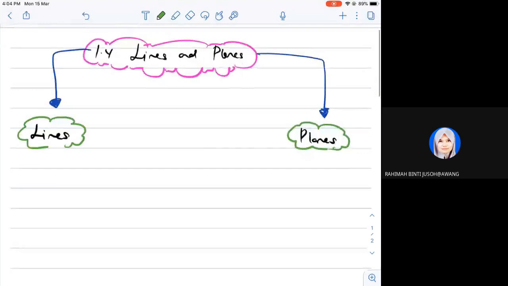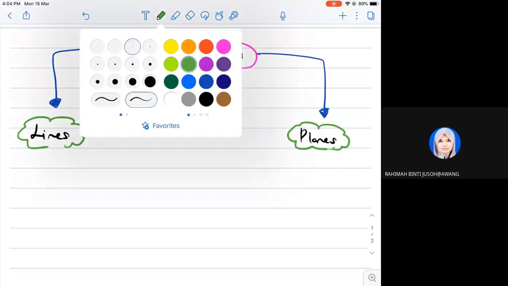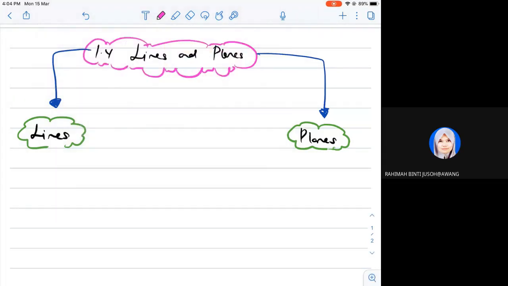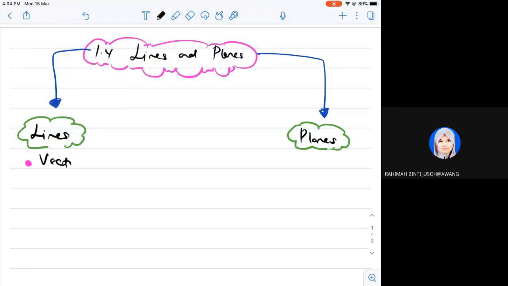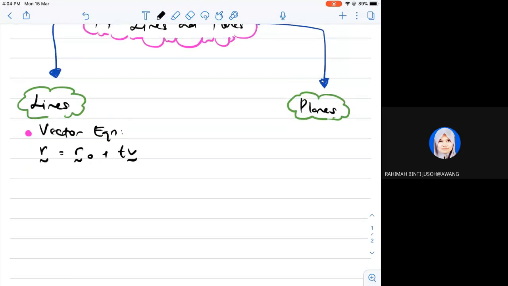So for the lines, we have three equations of lines. Number one, we have the vector equation of lines. Vector equation, we have r equals r naught plus dv. This is the vector equation of lines.